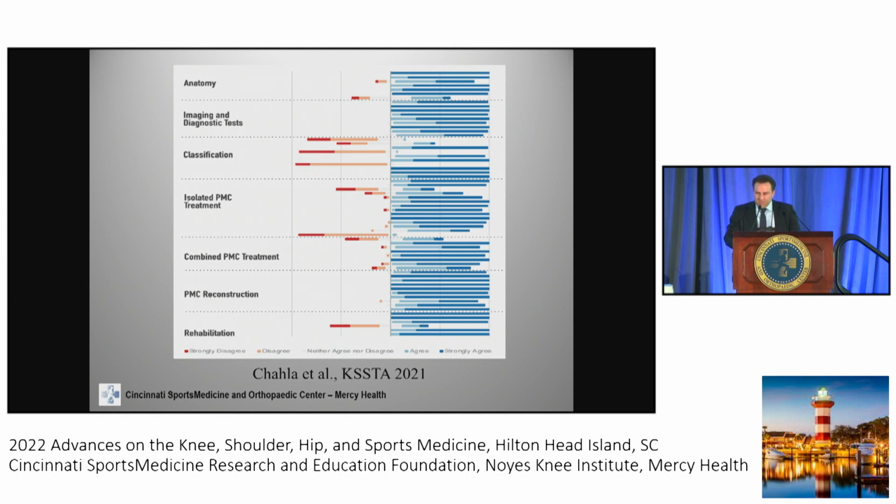This is a diagram that demonstrates their agreement or disagreement with certain statements. And to the right demonstrates areas in which there was unanimous agreement in the blue. The red designates areas where there was disagreement with various statements.